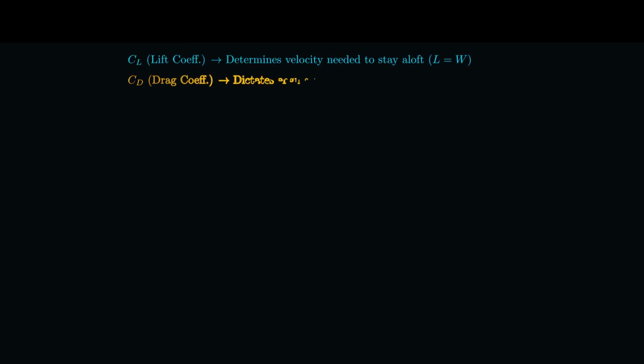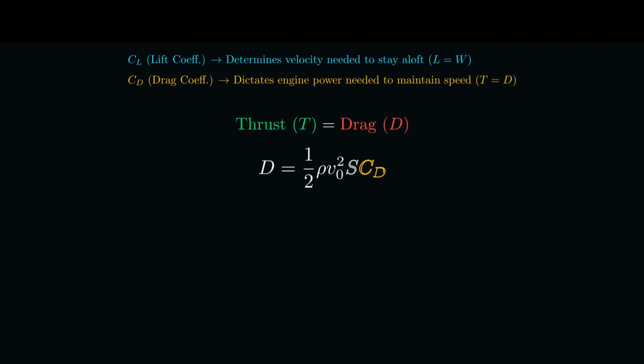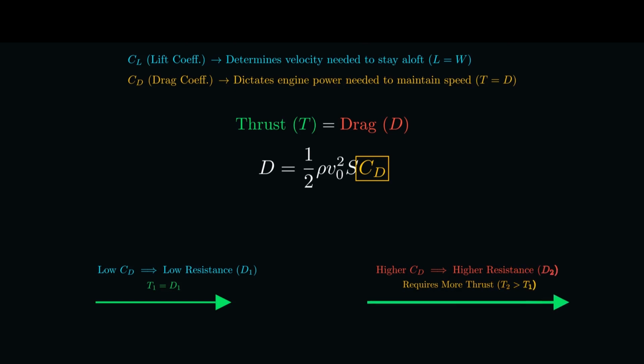Now, you might notice that the drag coefficient, C sub D, isn't in this vertical velocity equation. That is because C sub L determines how fast you must move to stay aloft. But C sub D dictates how much engine power you need to maintain that speed. In horizontal flight, thrust equals drag. Higher C sub D means higher resistance, requiring more thrust from the engines to hold your cruise velocity.